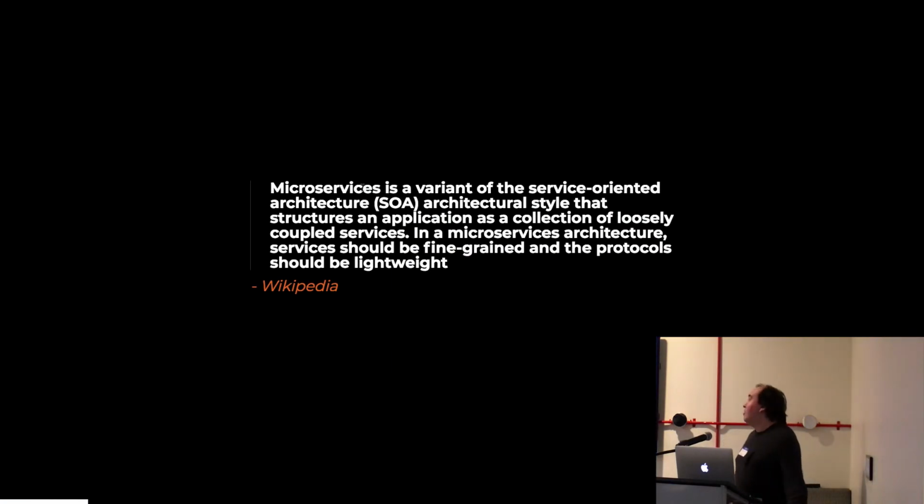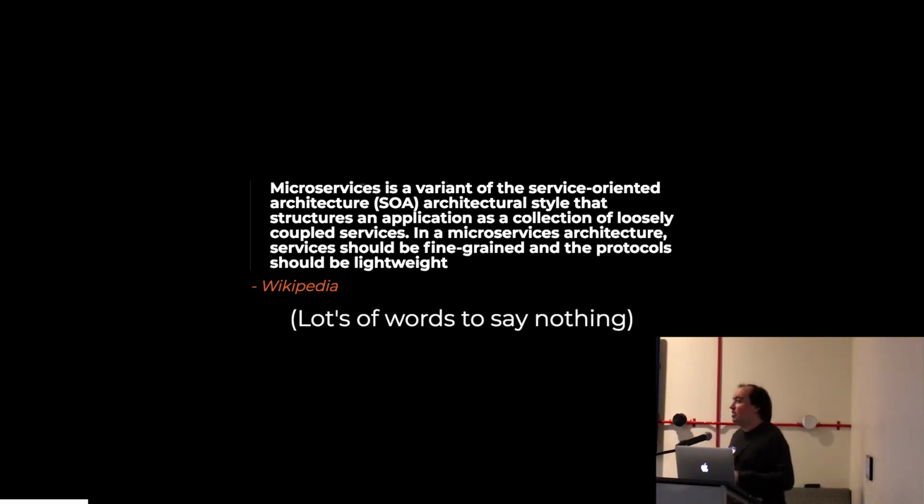So when we want to define a word, we go to Wikipedia, obviously, as the source of truth. So let me read this definition for you here. Microservices is a variant of the service-oriented architecture, SOA, architectural style that blah, blah, blah, blah, blah. So that's a lot of words that really means absolutely nothing. So for the context of this talk, I'm going to define what I think about when I think of microservices.